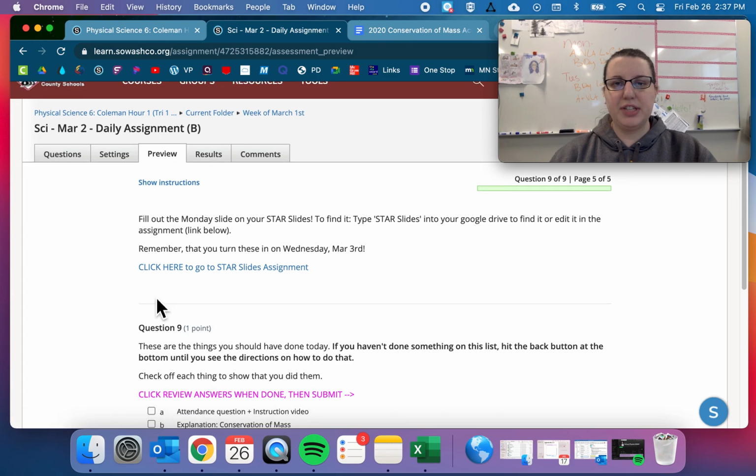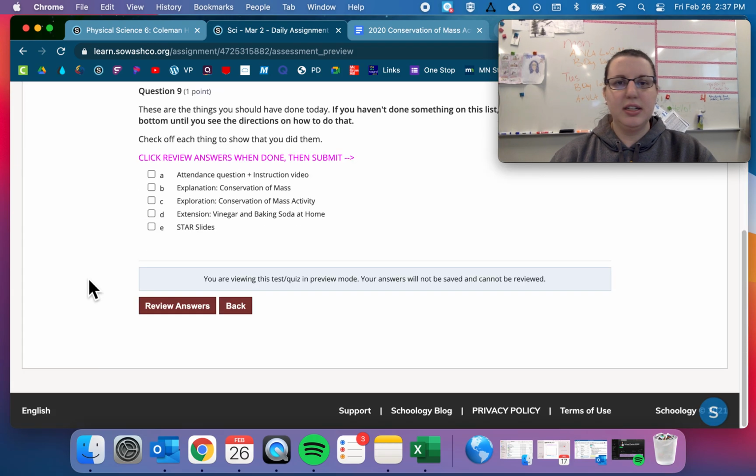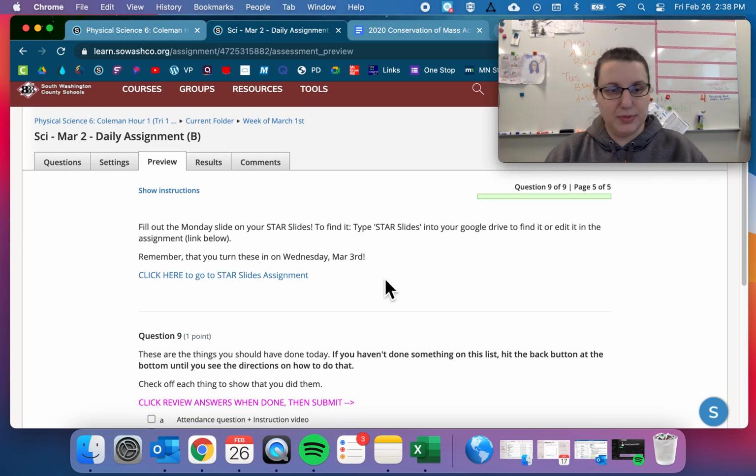Oh, I forgot to change that little thing right there. We're going to do the Monday star slide for today, since yesterday you did the Tuesday star slide. So that's a little confusing. So yesterday you guys did the Tuesday star slide. Today you're going to do the Monday star slide. And today's Monday star slide is all about law of conservation of mass and open and closed systems. So you make sure you have Monday and Tuesday done by today. And then you're going to turn them in tomorrow.